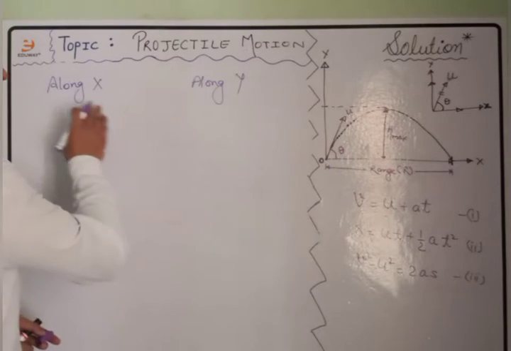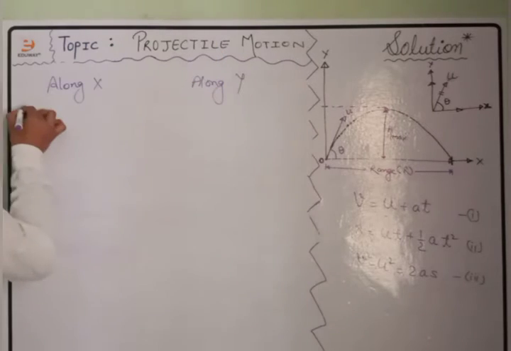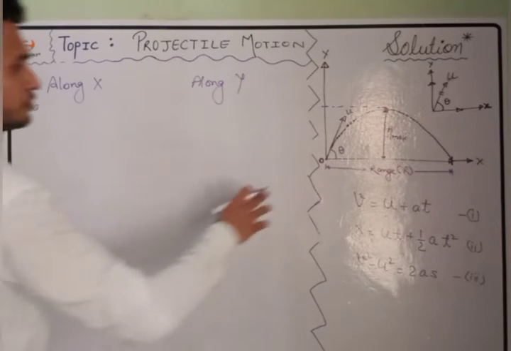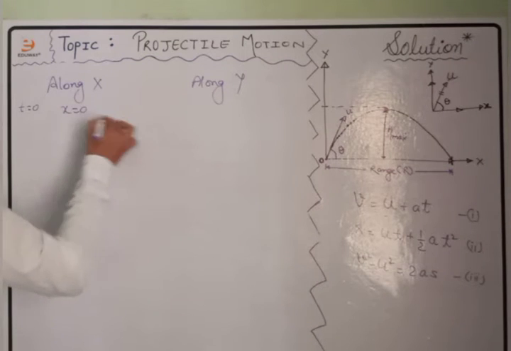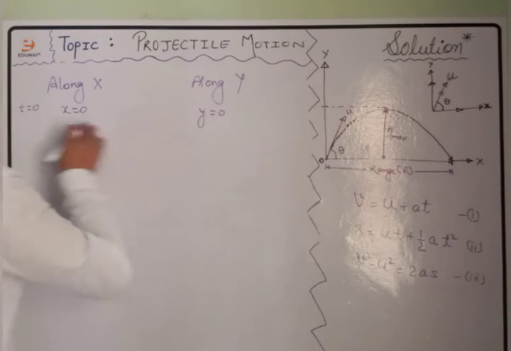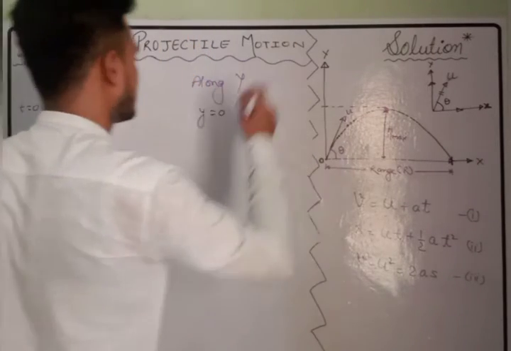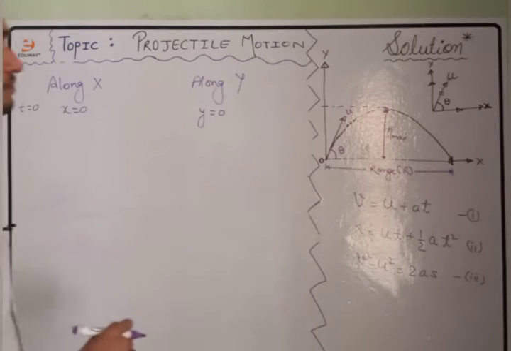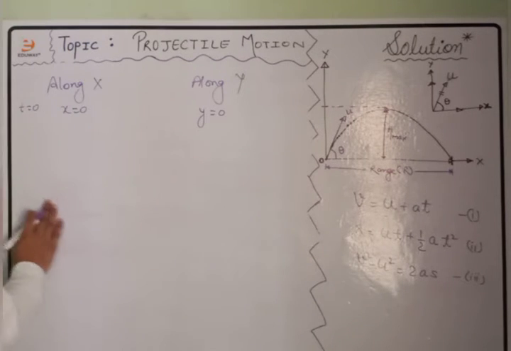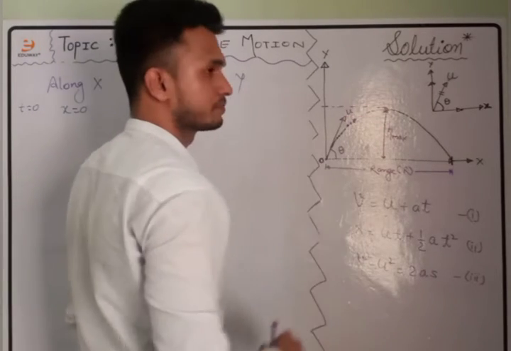So let us say the motion along x and motion along y. Initially, when the time is 0, we know that the object is at the reference point. At that time, x will be 0, y will be 0, where x is the displacement in the x direction and y is the displacement in the y direction. This is represented by small y, small x. After some time t, the object will be here.